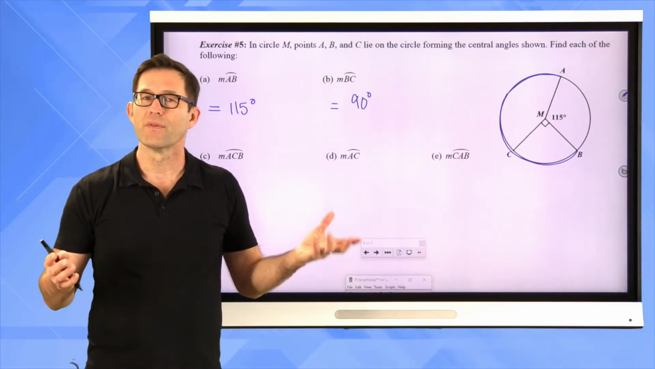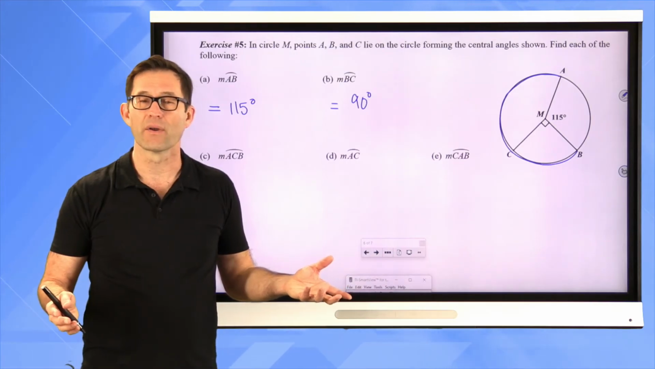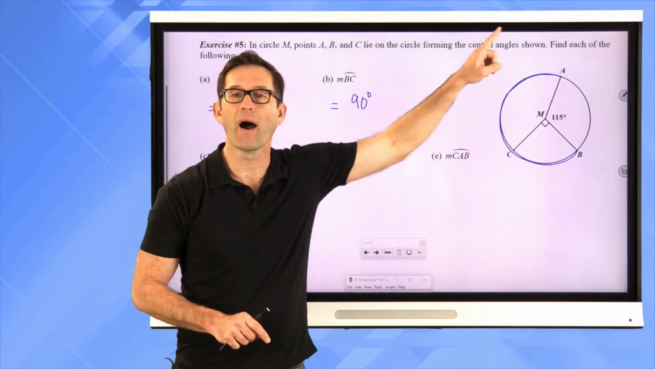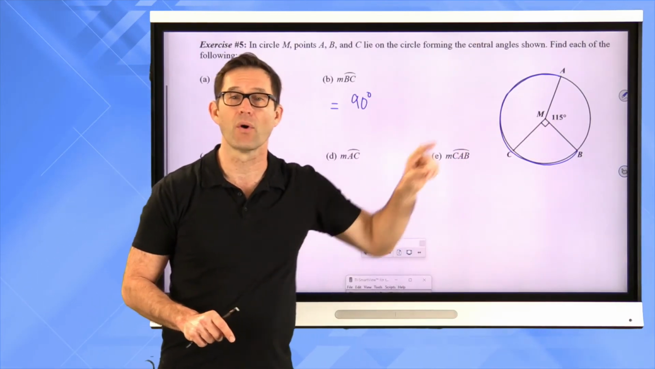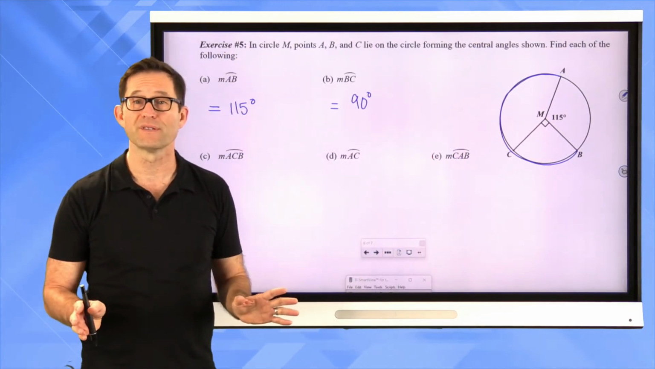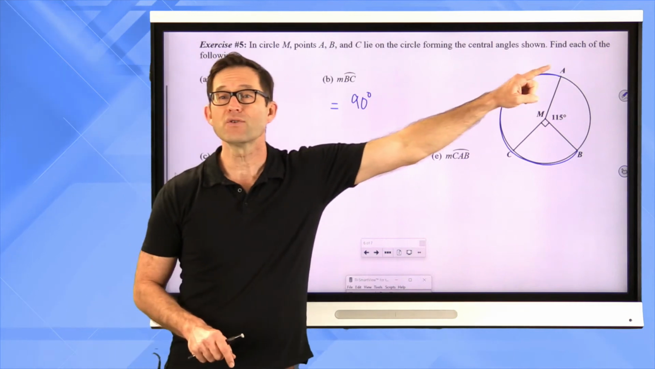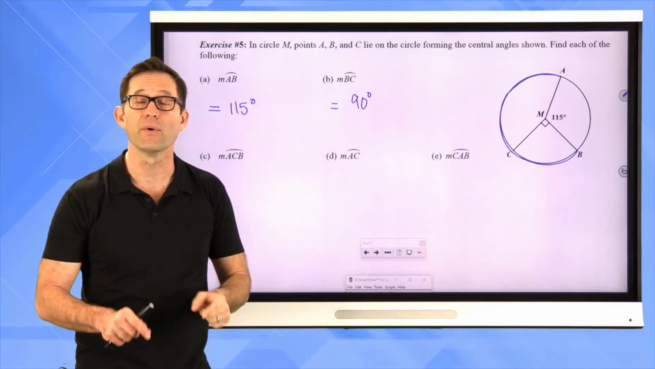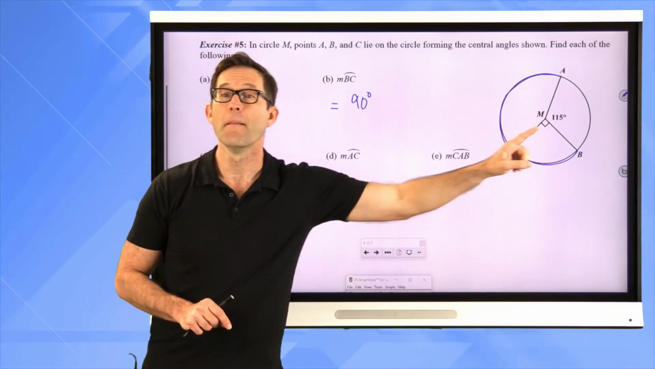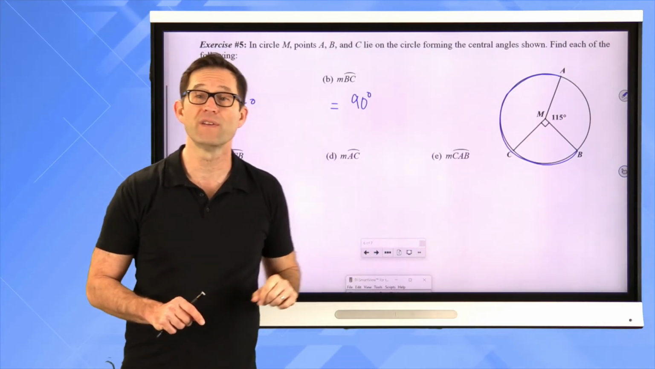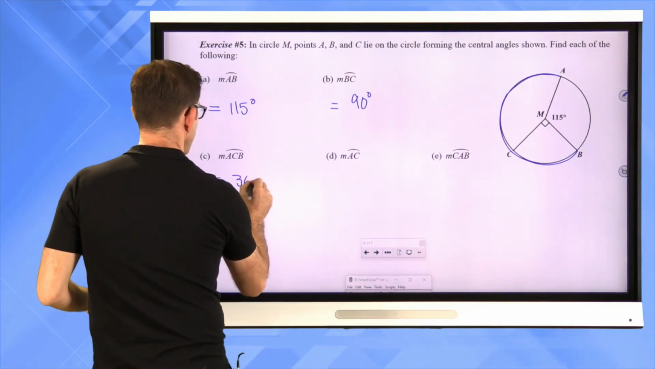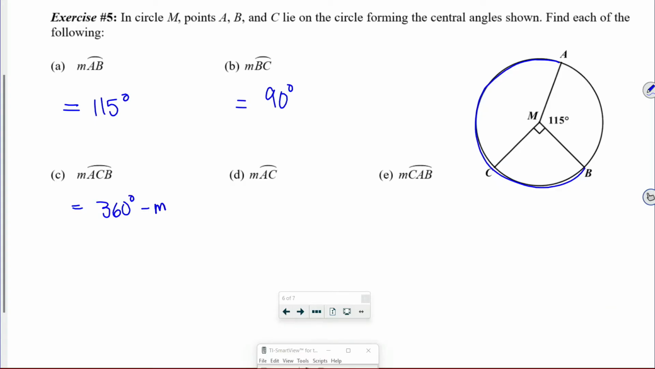Now, there's a few different ways to do that. But probably the easiest way is noting that the entire arc measure around a circle will always be 360 degrees. So the measure of arc ACB is probably most easily determined by doing 360 degrees minus 115 degrees, right? So I can really think of this as 360 degrees minus the measure of arc AB.